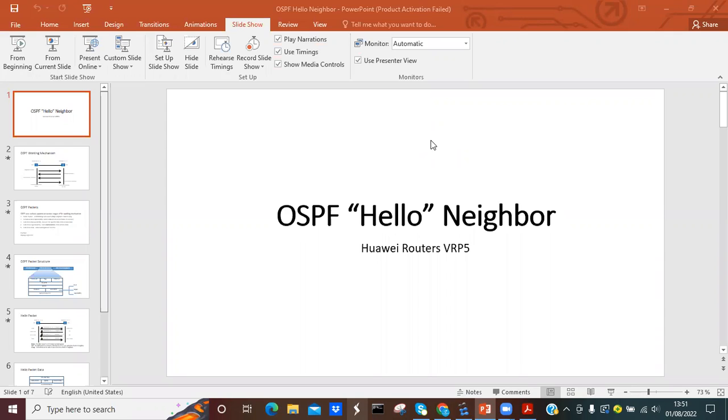Today we are going to look at neighbors, how the OSPF routers discover their neighbors and maintain that neighbor relationship during the whole life cycle of the OSPF configuration. So we're going to look at the Hello packet, which is mainly used for discovering and maintaining neighbor relationships. Let's have a recap of what we learned in the last lesson about the OSPF operation mechanism.